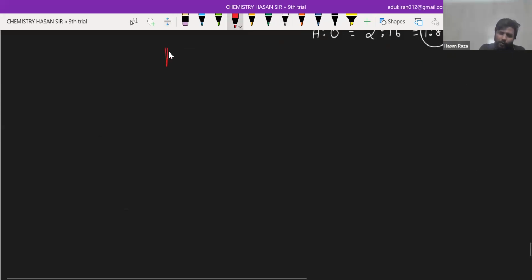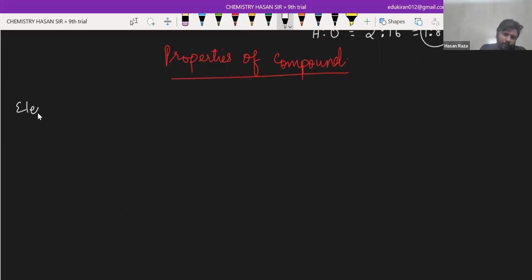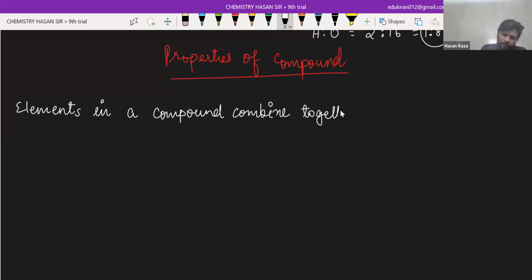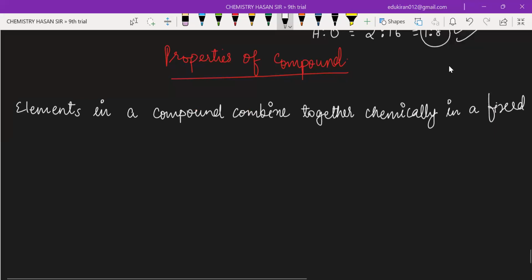Now, you're just going to write it. You know all of this. Okay, properties of compounds. First, we can write: elements in a compound are combined together chemically in a fixed composition. Is that clear? Yes, sir. This point is already clear with you, right? Just write with me, you already know all of this.